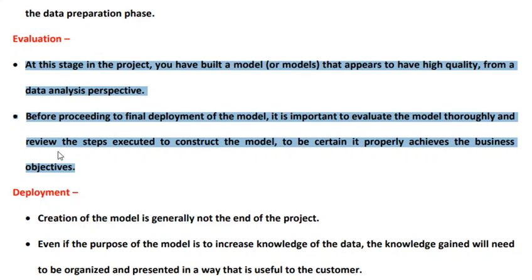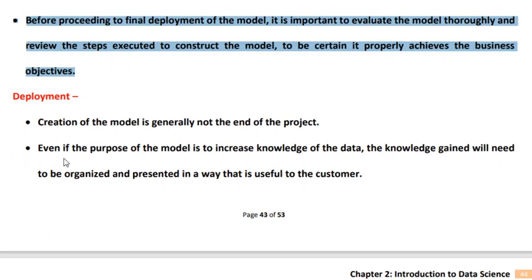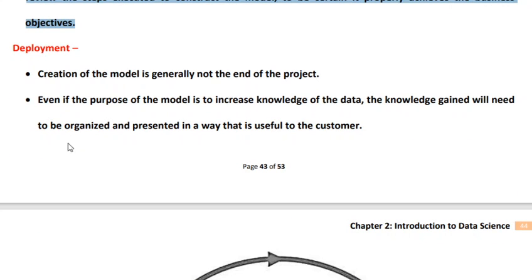Now eventually, once the model has been evaluated, what we need to do is deploy the model. Deployment basically means putting the model to use in order to attain a set of business objectives. So in case of deployment, the model that has been built is put to work, and it is used in order to achieve a set of well-defined business objectives.